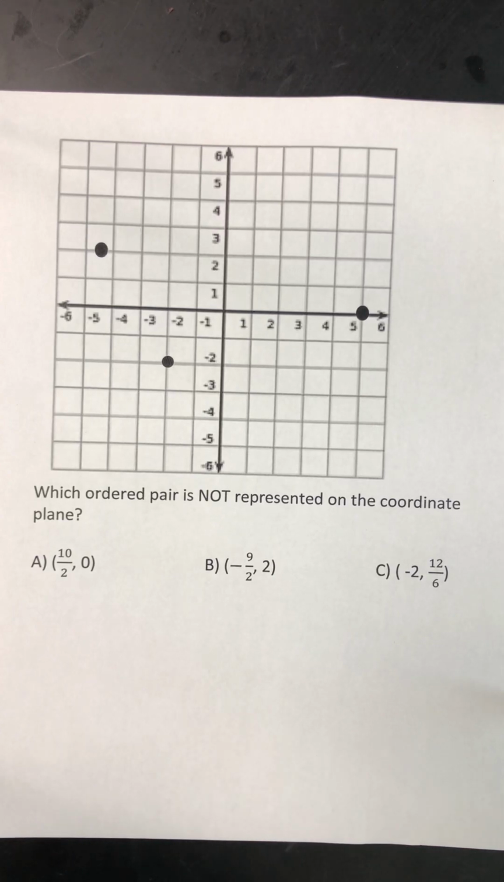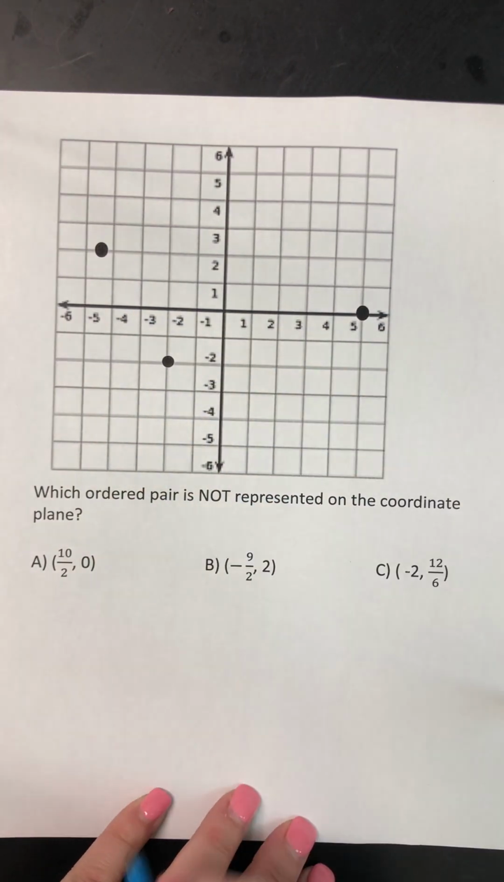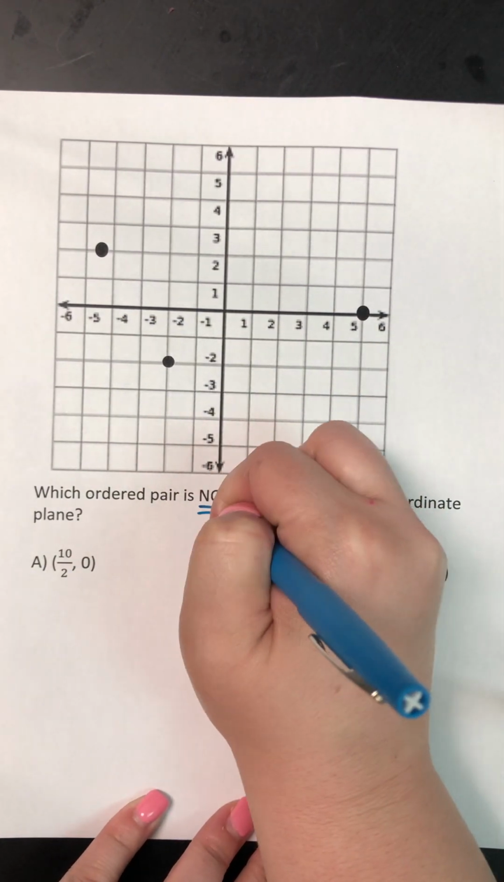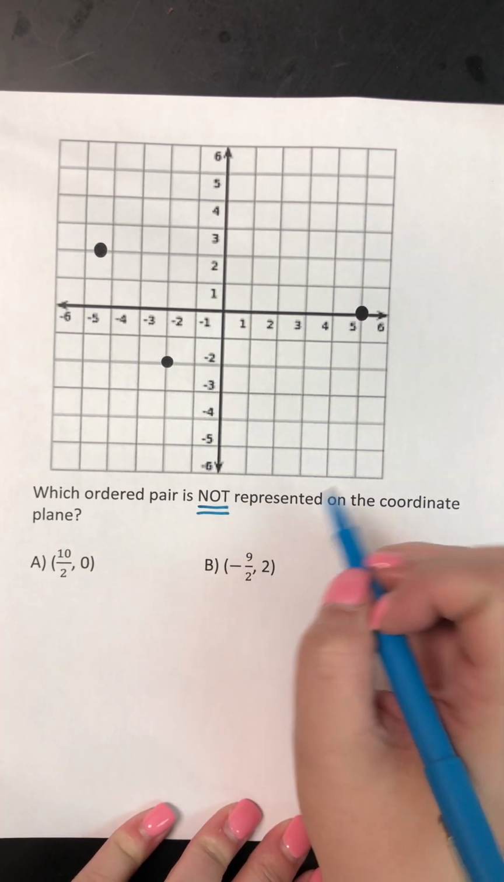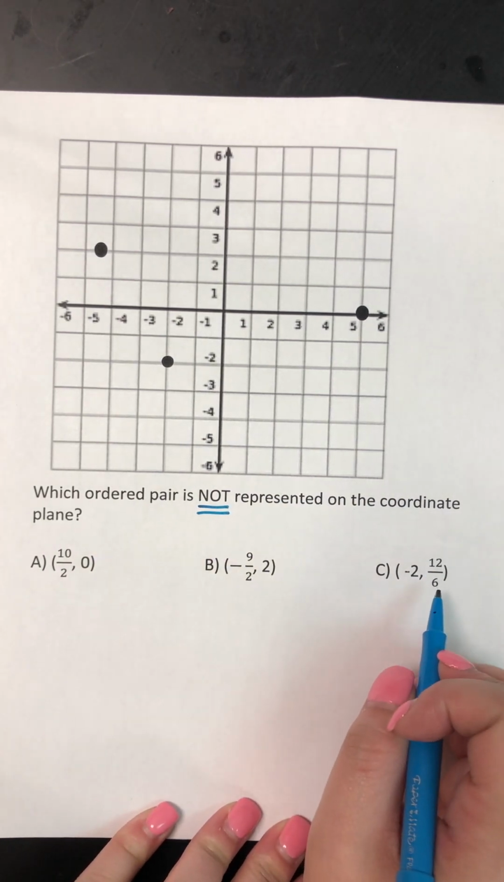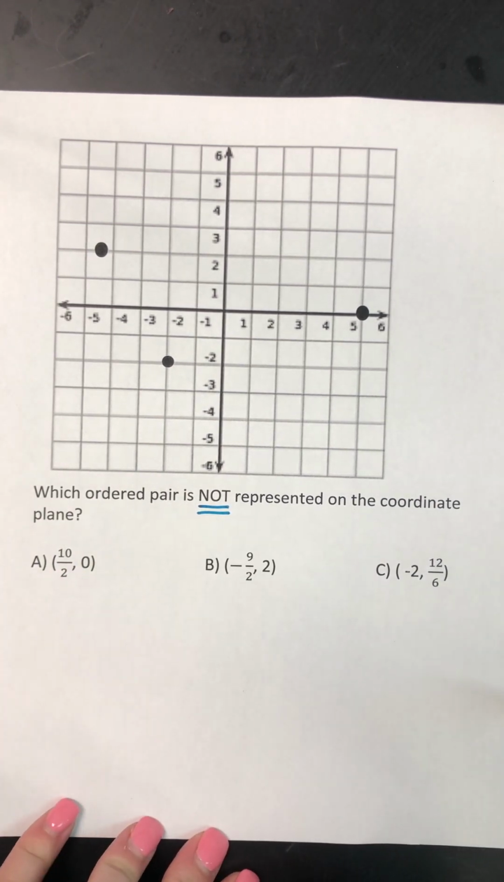Another way they might ask you about the coordinate plane is they might give you a coordinate plane that already has points plotted, and they might ask you which one is not represented. Another thing they're gonna do is give you these improper fractions. Remember, anytime you have an improper fraction, you need to cowboy and horse to make it a decimal.